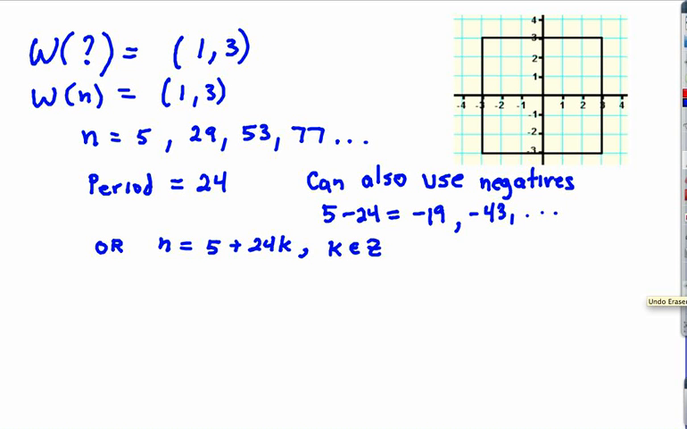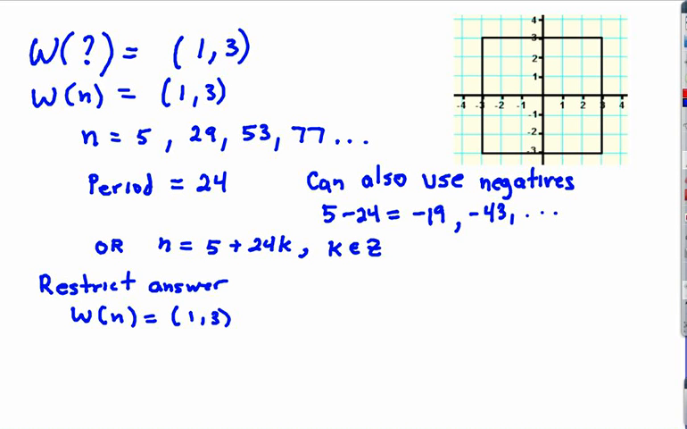Now later on, what we're going to get into is restricting where the answers may lie. So in other words, restricting the domain for the values of n here. So a wrap of n brings me to the point 1, 3, but I'm only allowed to use the n values between 0 and 24. Well, you can clearly see from the list above that only the number 5 was within that range from 0 to 24, so that would be our answer in that particular case.